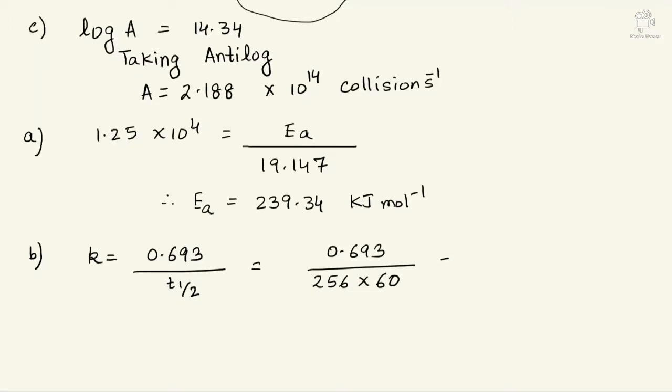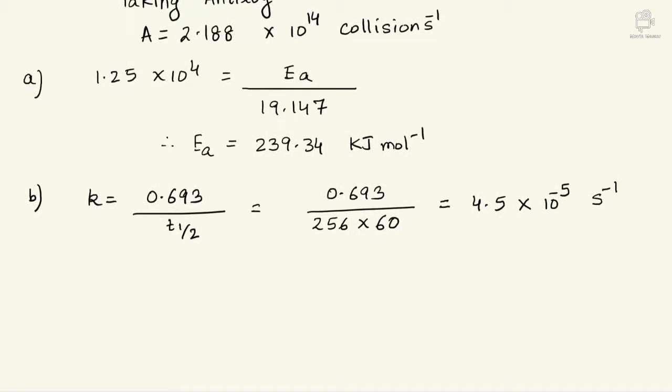So this gives me a value of 4.5 into 10 to the power minus 5. Are you getting like that? Are we there? And what will be the unit? Per second. Correct. It's a first order reaction. We have to go now to the next step. So we have to determine the temperature corresponding to this rate constant.